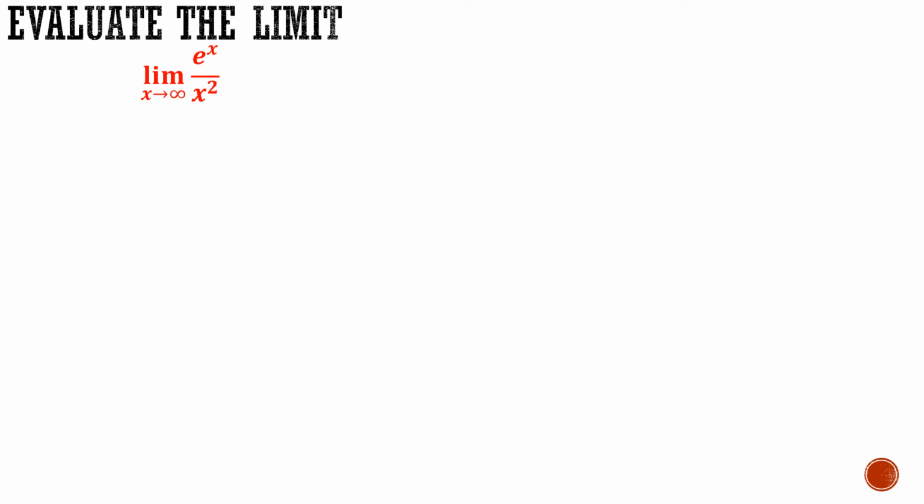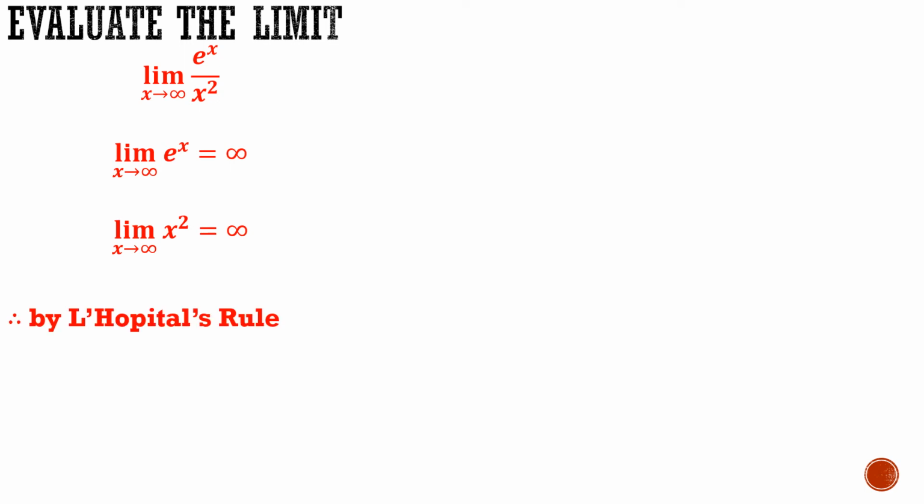All right, so next example, we have the limit as x approaches infinity of e to the x over x squared. Take the limit of the top, I get infinity. Take the limit of the bottom, I also get infinity. And so I apply L'Hopital's rule. So the derivative of e to the x, we should know by now, is e to the x. And the derivative of the bottom x squared is equal to 2x.